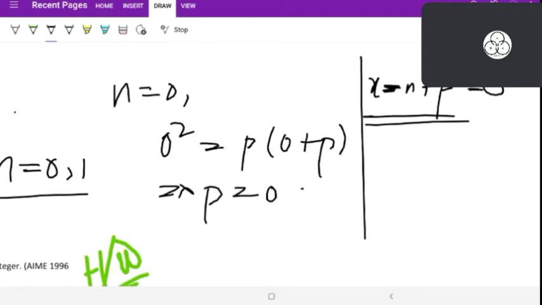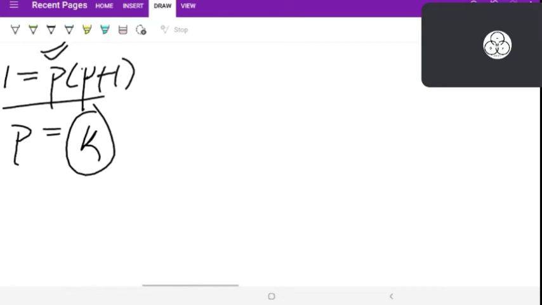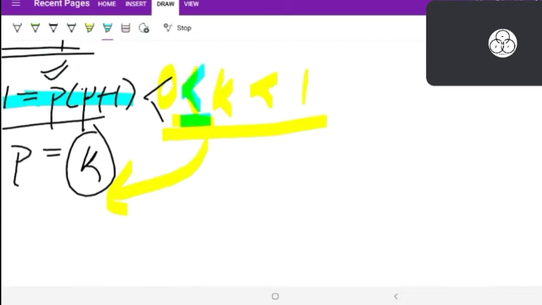Now another value of p is also there. Just put n equals 1. We have 1 equals p into p plus 1. Solve this, you will get some p. Let the value of p that you will get after solving this equation be k. Remember that this is a quadratic equation, so you will get two values of p. Among the two values, only one will lie in the region between 0 and 1, and the value of p that satisfies this inequality will be the exact value of k.